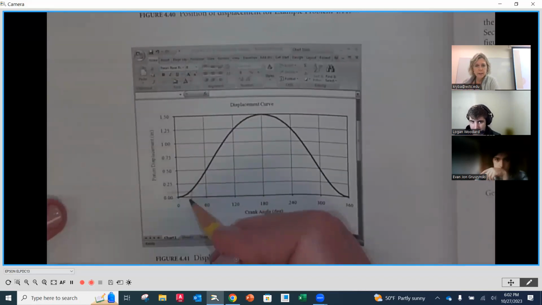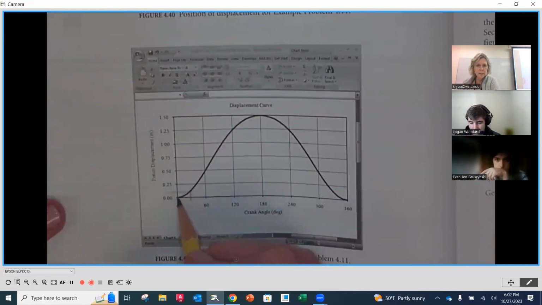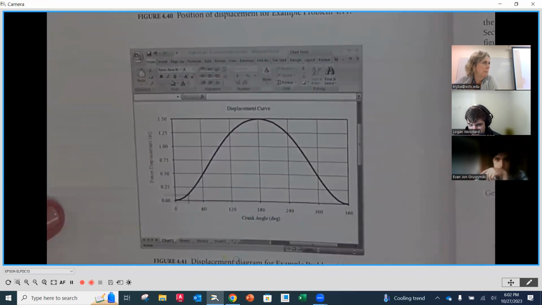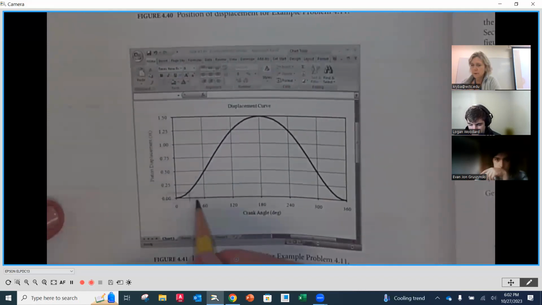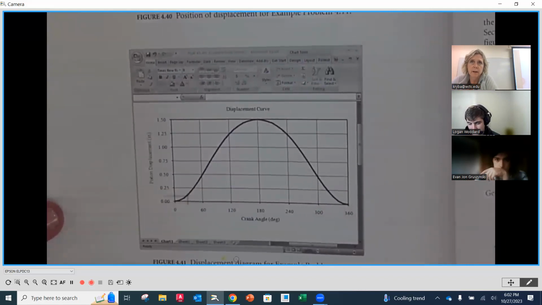So if you moved it 30 degrees, your distance from top dead center to its new position now is going to be this distance. And then you're going to plot that, okay? And then you're going to move it another 30 degrees. You're going to find the 60, and you're going to find out, oh, what was that displacement? And that's what this graph does for us.